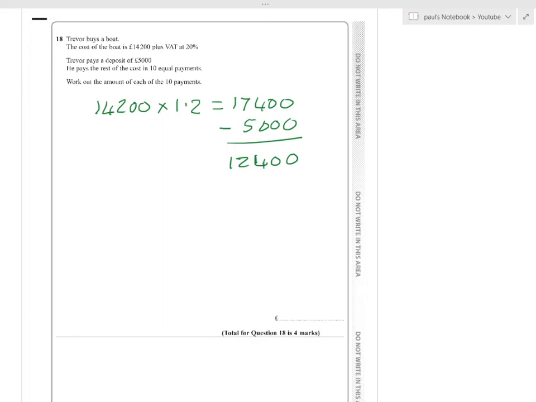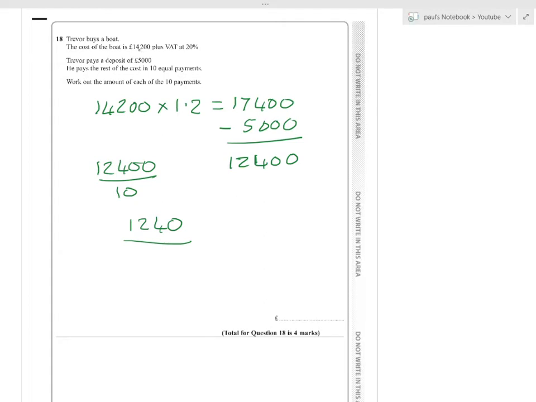124. Right, so then 12400 divided by 10 is 1240 payments. Right, the marking scheme's got 1204, but I don't think that's right, isn't it?